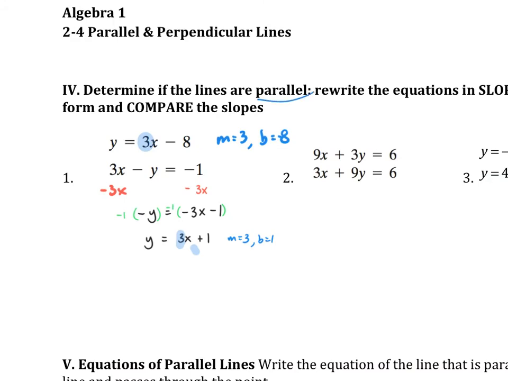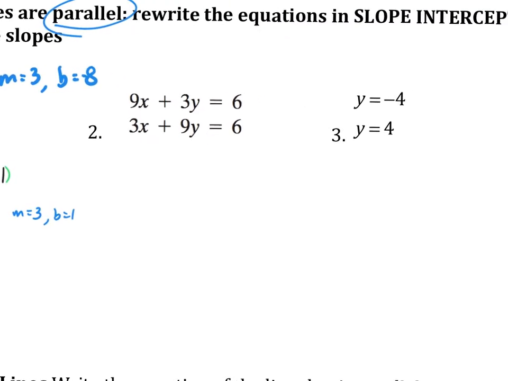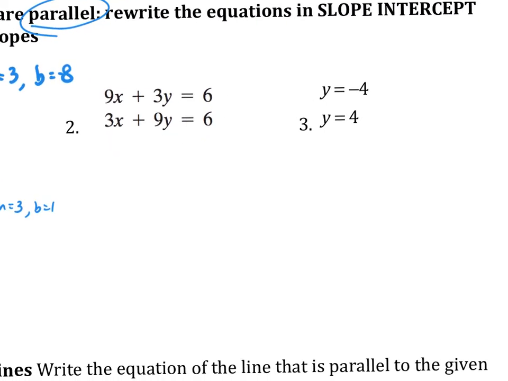So determine if the lines are parallel. And the answer is yes, they are parallel. When asked for a reason why, our reason is because the slopes are the same and the b's are different. All right, now take a moment to consider these ones and then pause and come back for the answer.